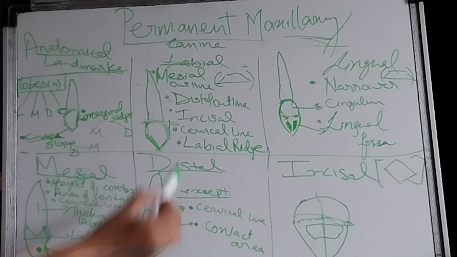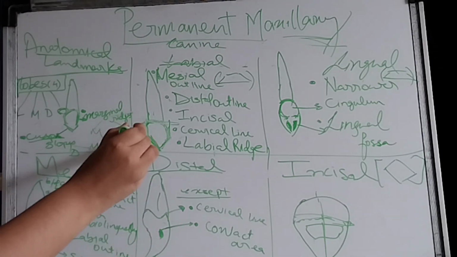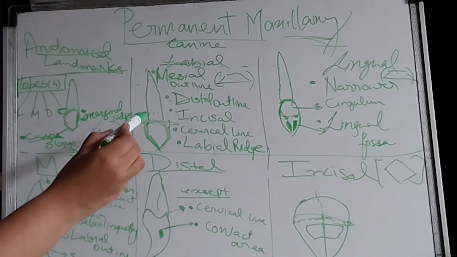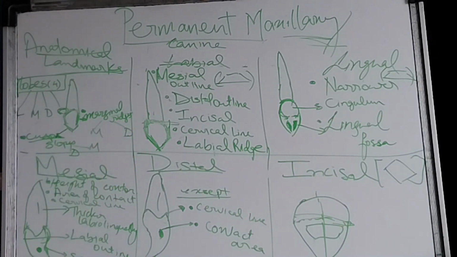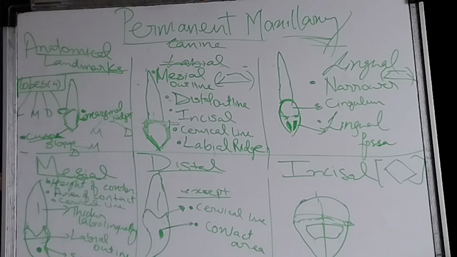Now the distal outline. The distal outline is this one, and this is also convex, but over here in the cervical portion it's a bit concave. So that is the difference. It's concave here, and then till here is your distal outline, and the contact area is present in the middle third.